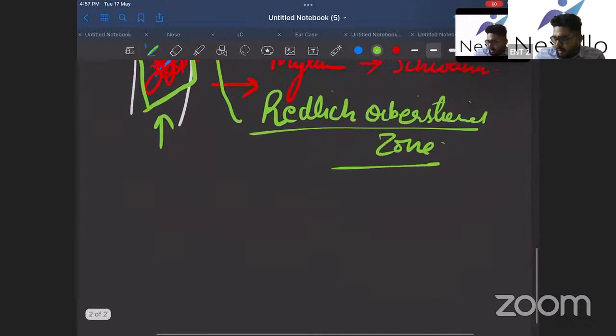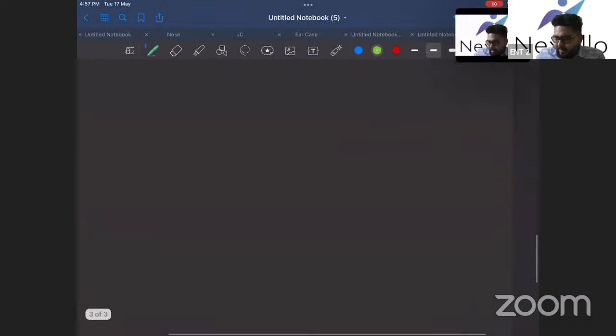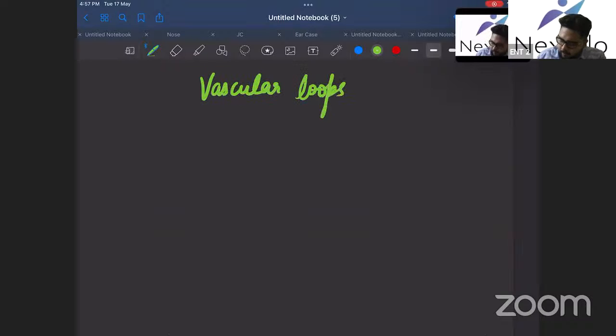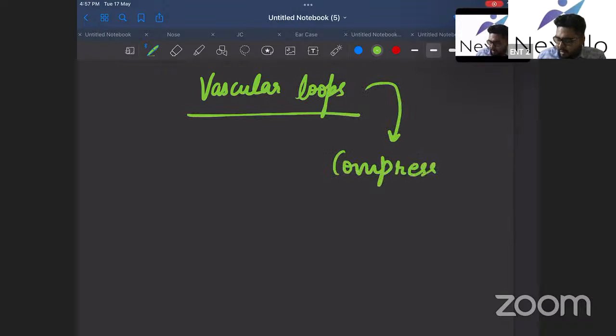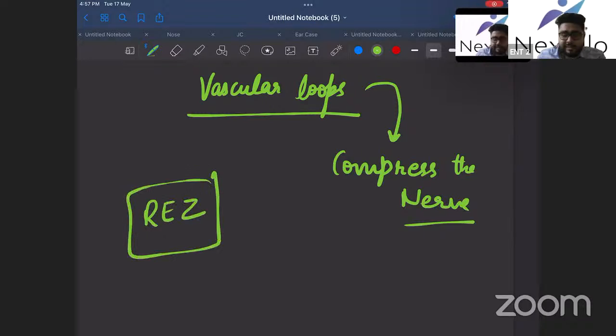Now again, why is this important? Because sometimes there are vascular loops which can compress the nerve, and these are mostly present near the root entry exit zone. Once you know the exact details of the root entry exit zones of all the nerves, it becomes very easy for a surgeon to continue the surgery, knowing where to look for the vascular loops. So this was just an addition.